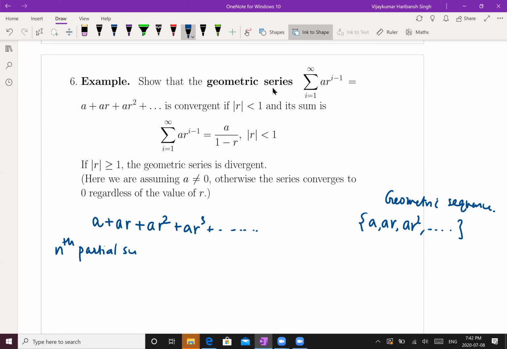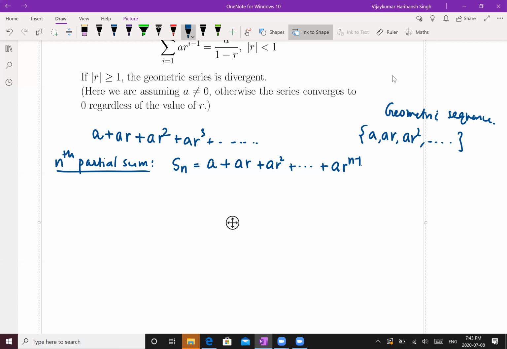Okay, so we want to compute the nth partial sum. To compute it, let's look at Sn, which is going to be A plus AR plus AR square, dot dot dot, and the nth term is A R to the power n minus 1. So you can take A common, and what is left in the bracket is 1 plus R plus R square, dot dot dot, R to the power n minus 1.